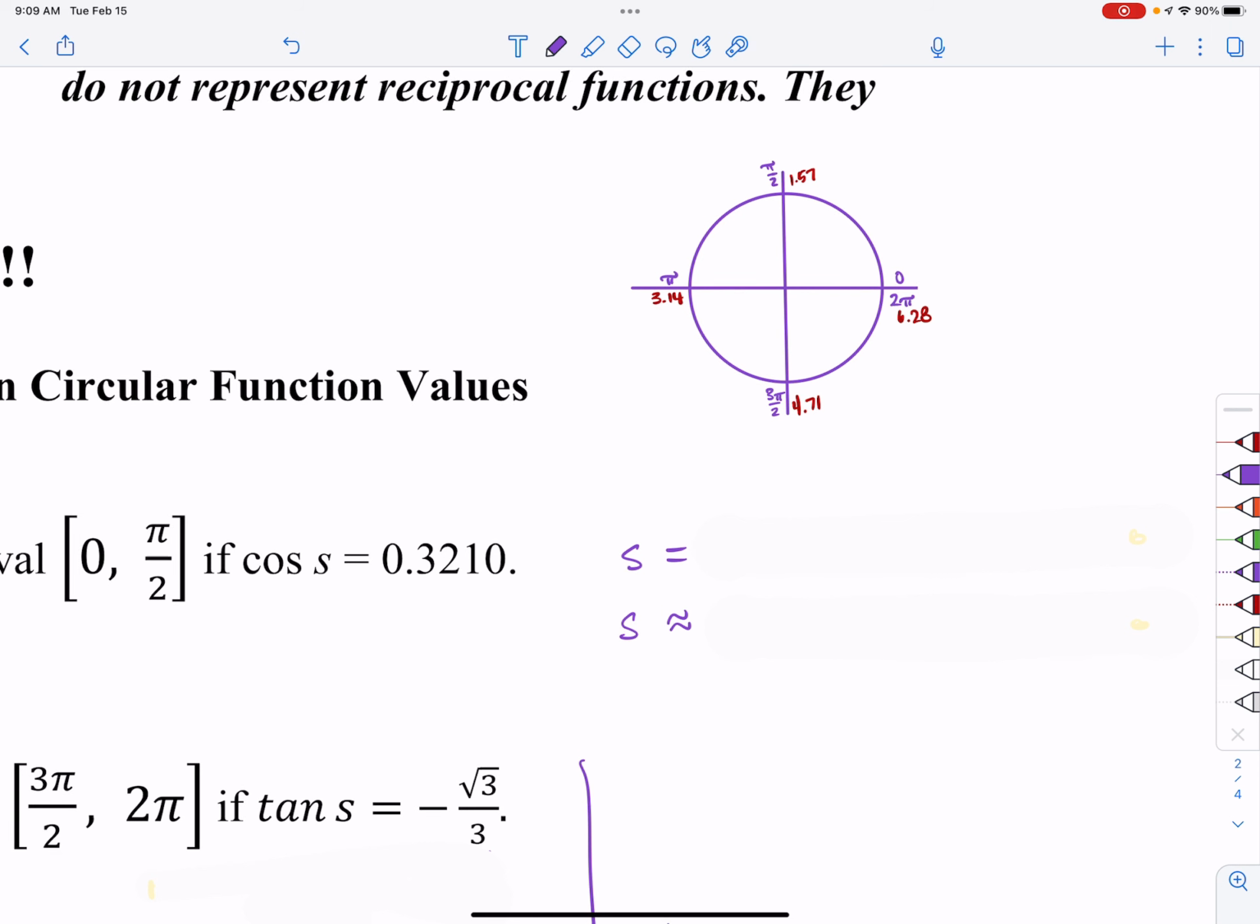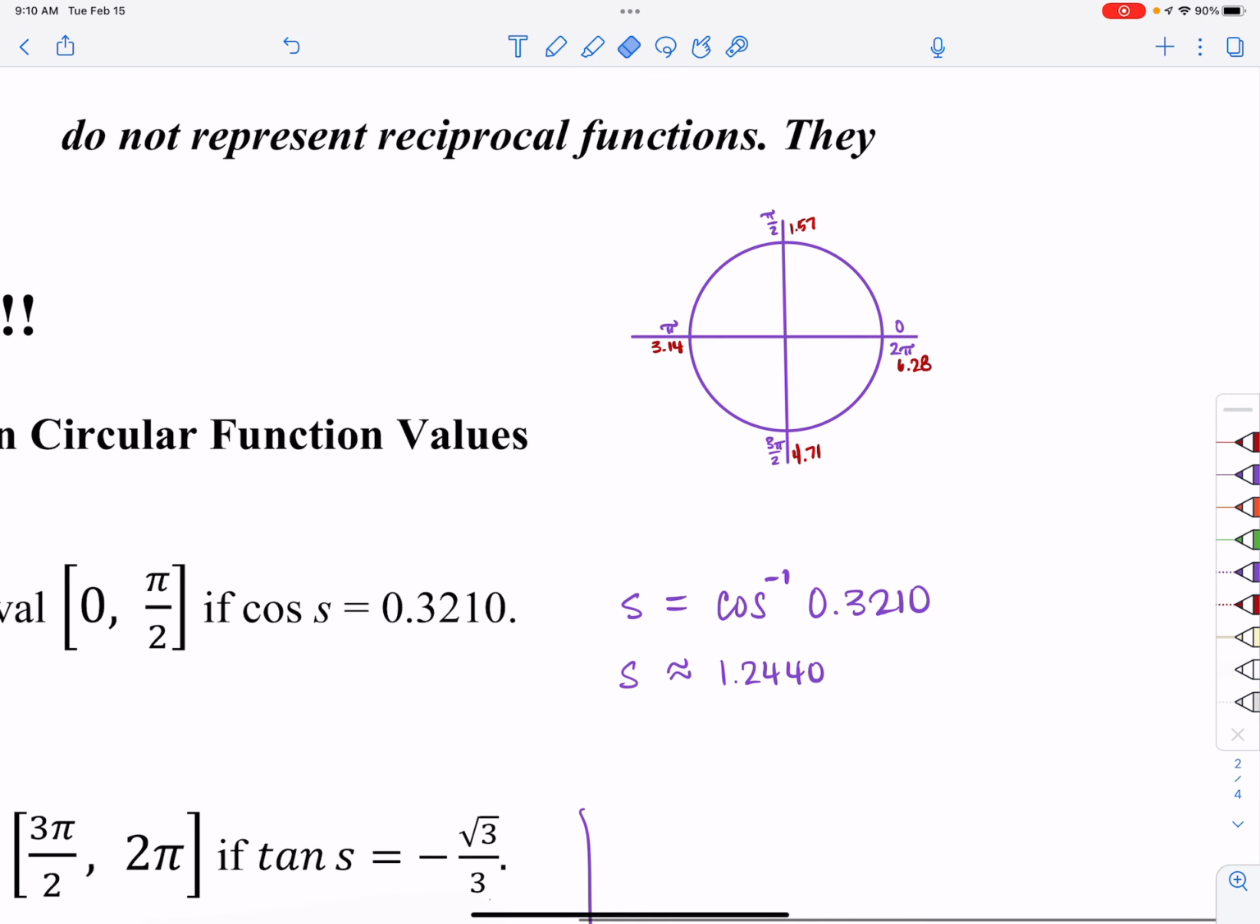So the first thing I'm going to do is rewrite this as an inverse. So S is going to equal cosine inverse of 0.3210. And then I'll use my calculator to type this in. So you're going to type in second cosine 0.3210, and you'll get 1.2440. And you'll notice you always want to check your work and make sure, hey, does that really meet the restriction? 1.24 is definitely in that 0 to pi over 2 quadrant because it's a smaller number than 1.57.